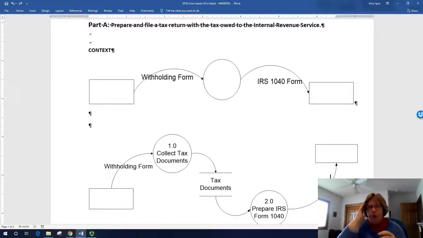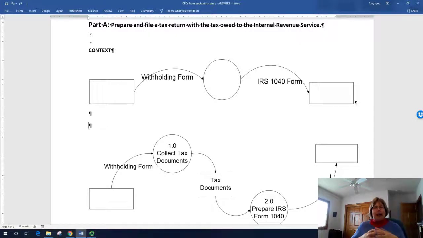So for those of you who gave it a shot for this first one, let's go ahead and review the answers. So in this case, when I'm looking at a context diagram, which we have on the top, on the bottom we have our level 0 partially filled in.